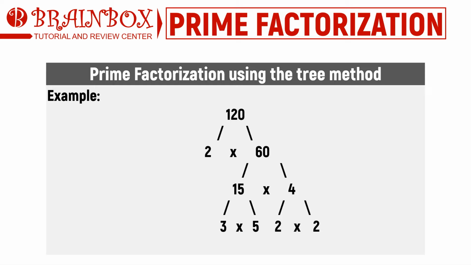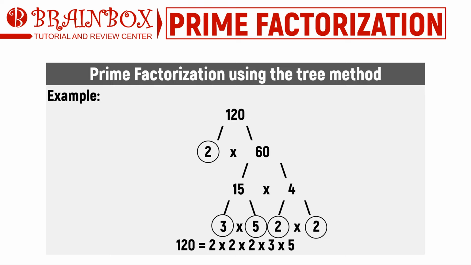We then take all of the primes on the tree, which can be found by looking for numbers without any branches. We write them down in a line for our final answer, and we are done. The prime factorization of 120 is 2 times 2 times 2 times 3 times 5.